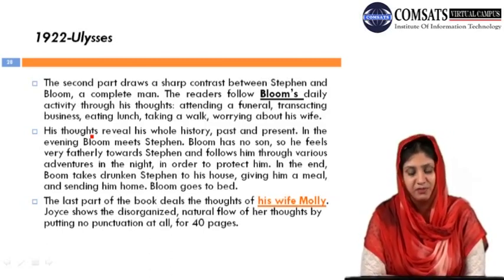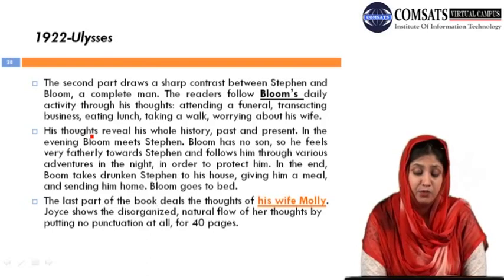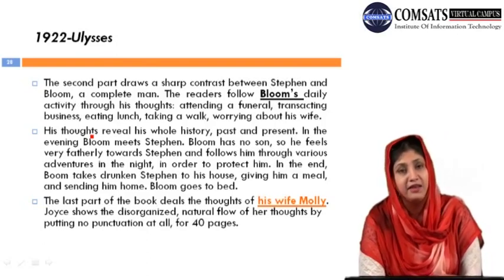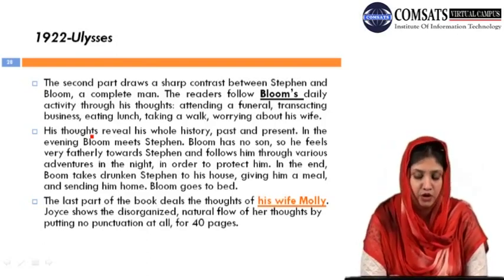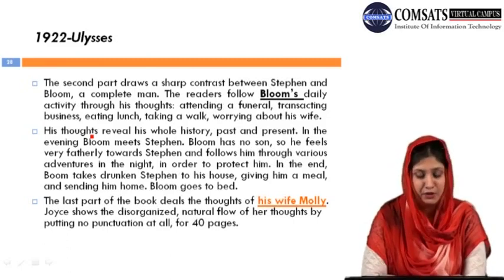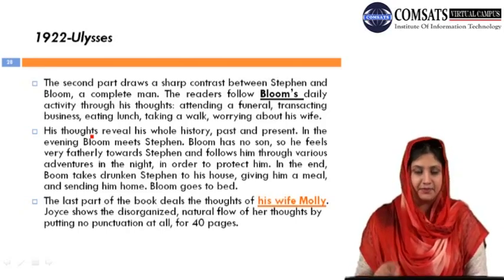Bloom goes to bed. The last part of the book deals with the thoughts of his wife Molly. Joyce shows the disorganized, natural flow of her thoughts by putting no punctuation at all for 40 pages. So you can see a clear contradiction as well as the language play in the writer's writing.